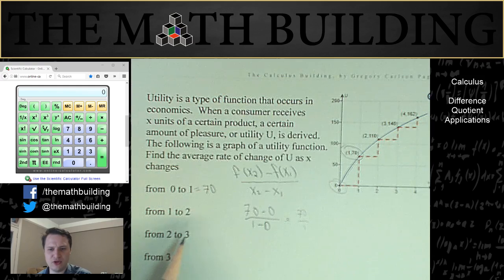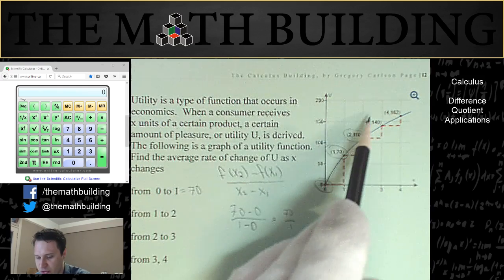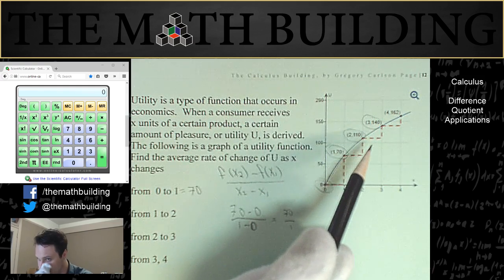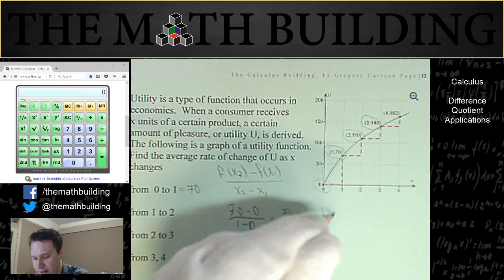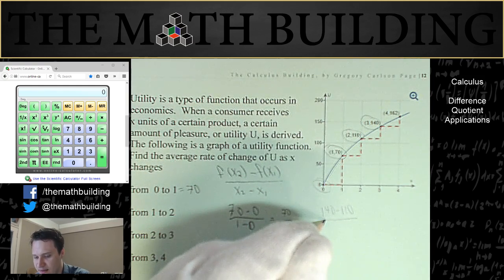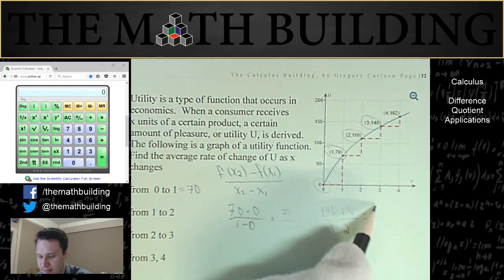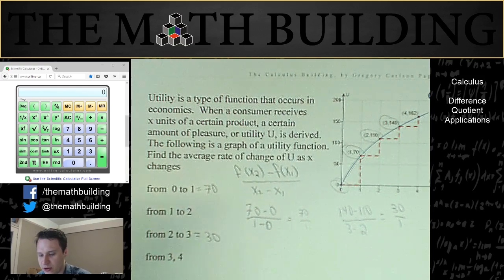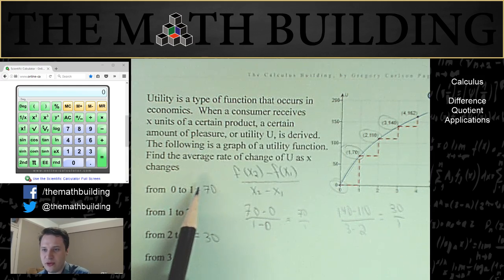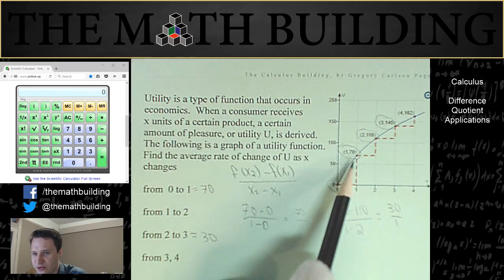Let's do one more. Let me do 2 to 3, and then I think you'll be able to do the rest. So the average rate of change from 2 to 3, I would look at those 2 points. And once again, I would do y minus y, so that would be 140 minus 110 divided by 3 minus 2. And again, that's pretty easy to calculate. That'll just be 30 over 1. So the average rate of change is 30. You'll notice that that's a little bit smaller than our change from 0 to 1, and that makes sense because it looks like it's a little bit flatter here and a little more steep here.